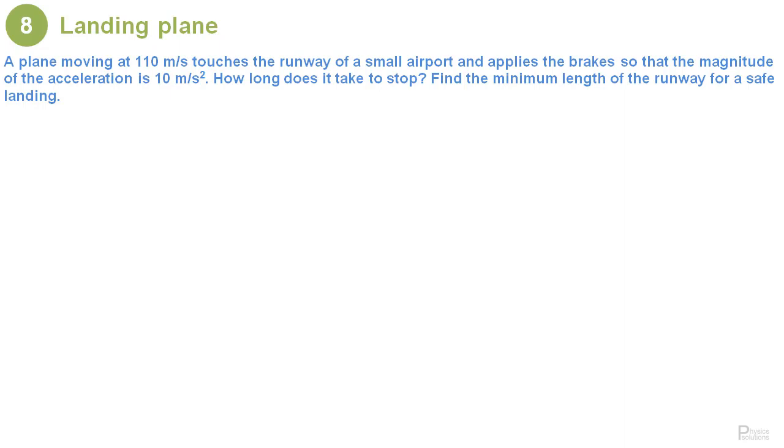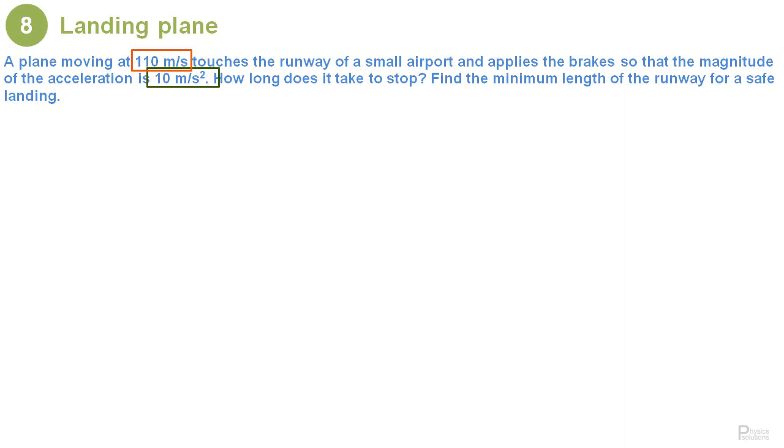Let's start by looking at the quantities that are given to us in the problem. We have the speed of the plane, so this is the initial velocity. We also have the magnitude of the acceleration. Those are the two quantities. These are the only two numbers that we have for solving this problem.